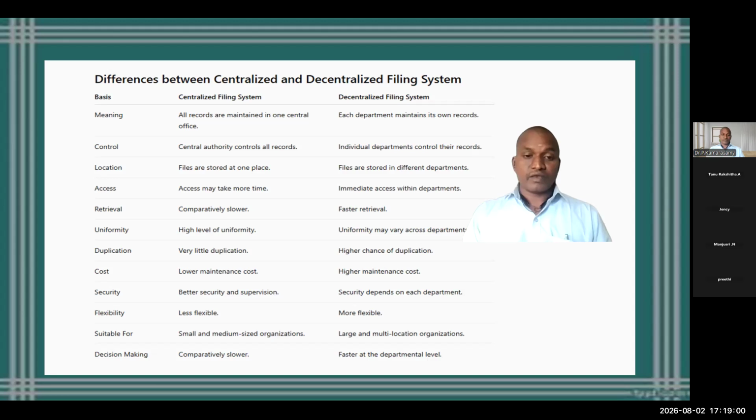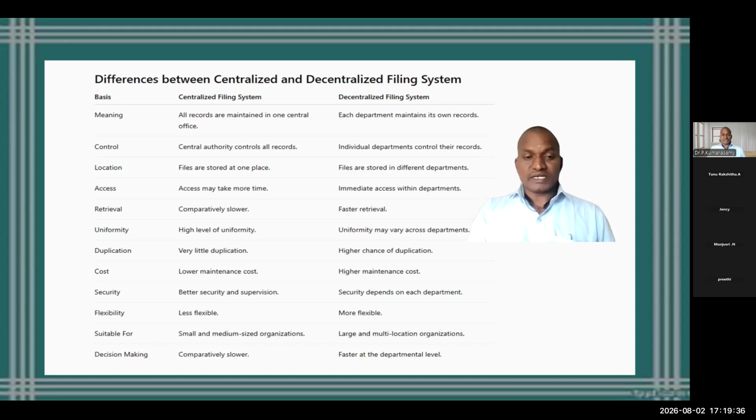Accessing means what? In the centralized filing system, we need to collect the data, and it may take a few hours. But in a decentralized filing system, if the production department needs data, they have the files in their own place. Within a few minutes, they can take the file and access the data. Retrieval is comparatively slower in centralized; in decentralized, it is faster.